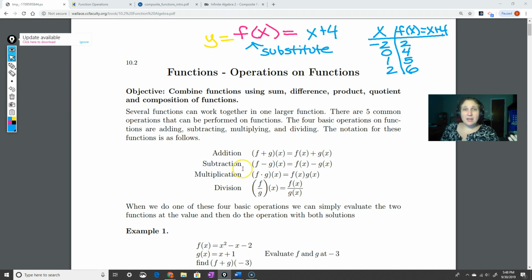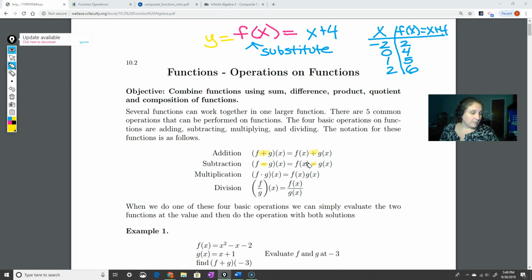Subtraction, let's say we're saying what's f minus g of x? Figure out what f of x is, subtract g of x. It's literally that simple. Here's a plus sign, here's a plus sign. Here's a subtraction sign, here's a subtraction sign. It literally is that simple to do.